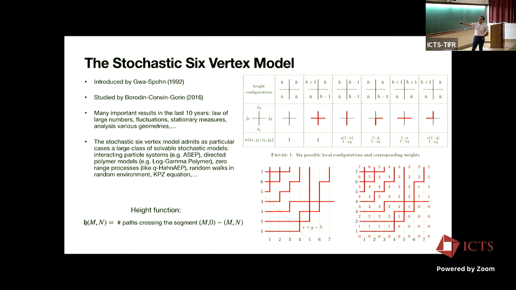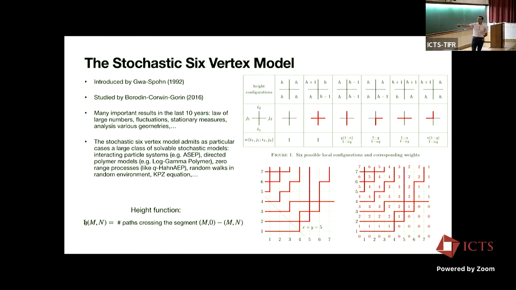And so this model of paths becomes rather naturally a model of random growth. One can see the stochastic elementary weights interpreted in the language of height configuration. And these are two completely equivalent formulations of the model.